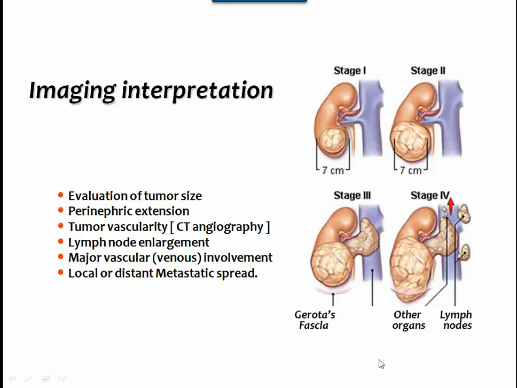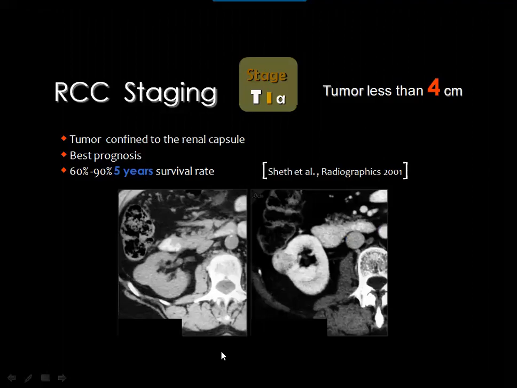Then you should mention something about the tumor size, which is very important, as I will mention. In the perinephric extension, the tumor vascularity, which is seen by Doppler ultrasound or CT angiography, and sometimes you may need to embolize the tumor preoperatively. And you should mention also the presence or absence of lymph node metastasis, vascular invasion, especially the renal vein and the IVC, then local spread and distant metastatic disease.